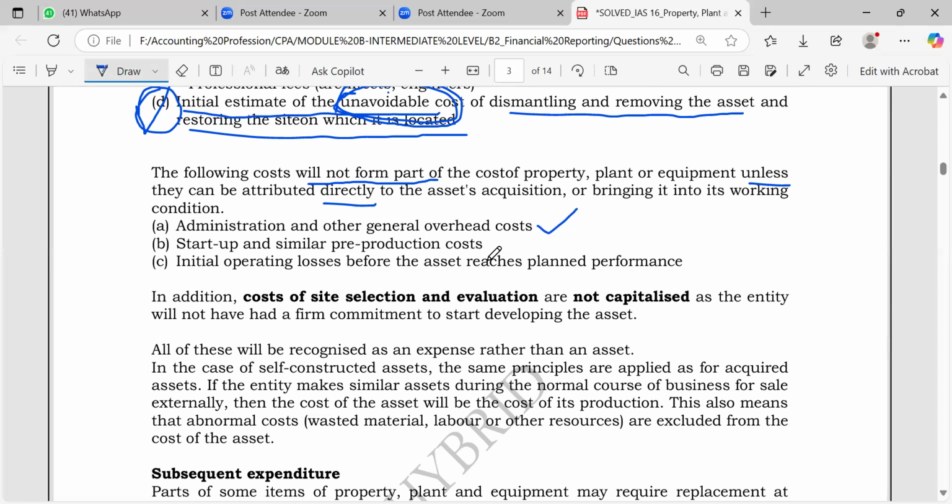You know, you have installed the asset there, you have tested it, you start using it, but maybe there are operating losses, and then you say, okay, these are the losses, let me combine it with the cost of the asset. No. If the asset is ready for use, no worries. From that moment, you stop accumulating cost there, right? So whenever an asset is ready for use, you stop accumulating the cost.